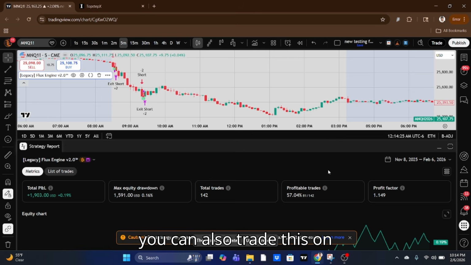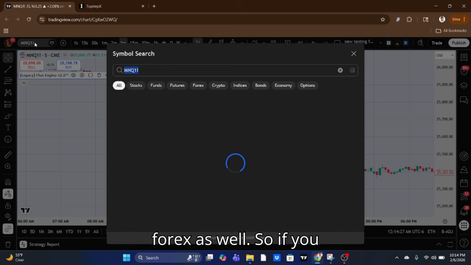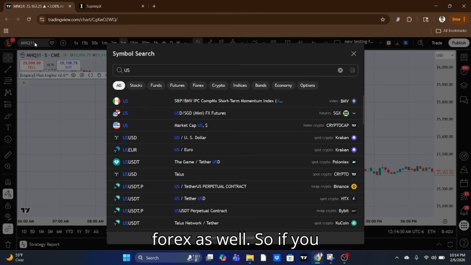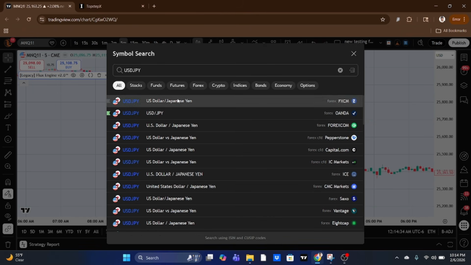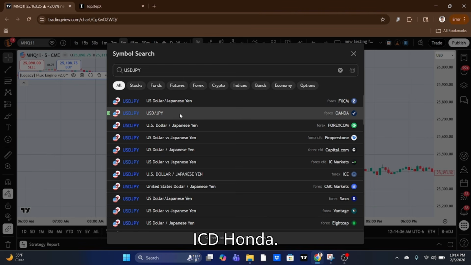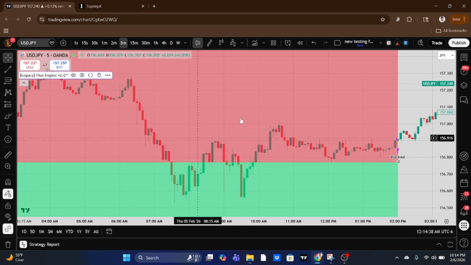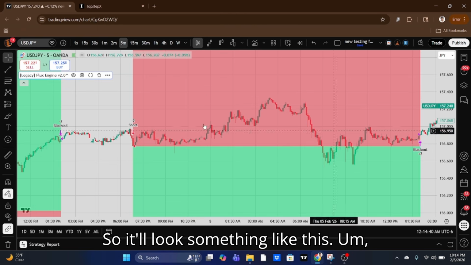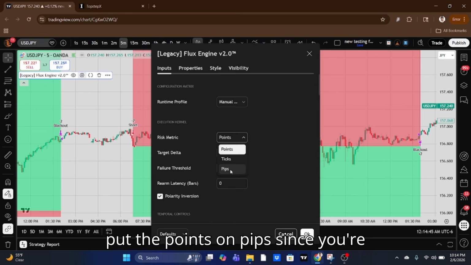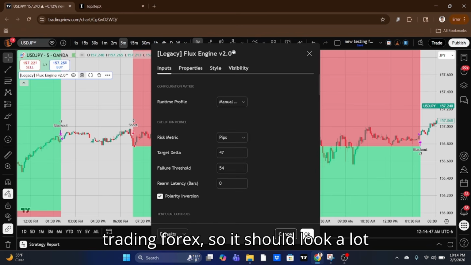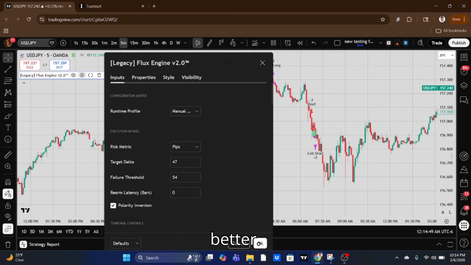You can also trade this on forex as well. So if you do, for example, USD JPY, I usually do Yonda. So it'll look something like this. That's because you do actually have to put the point on pips since you're trading forex. So it should look a lot better.